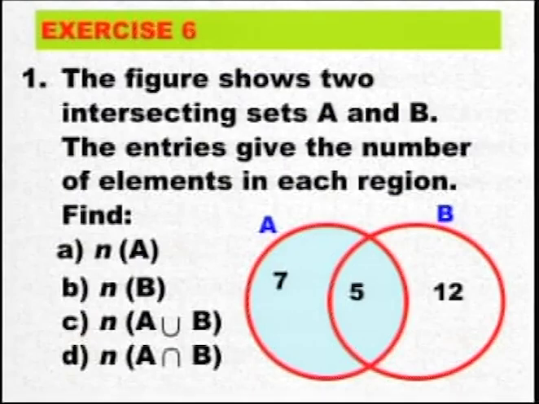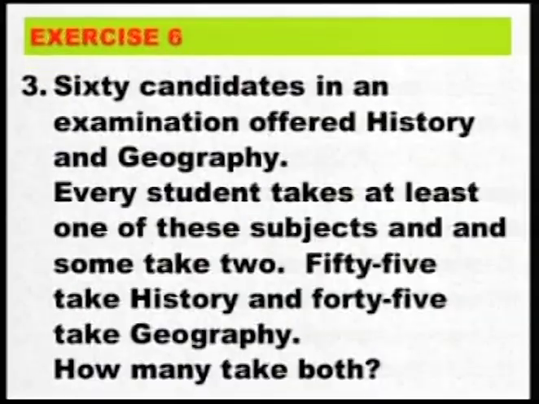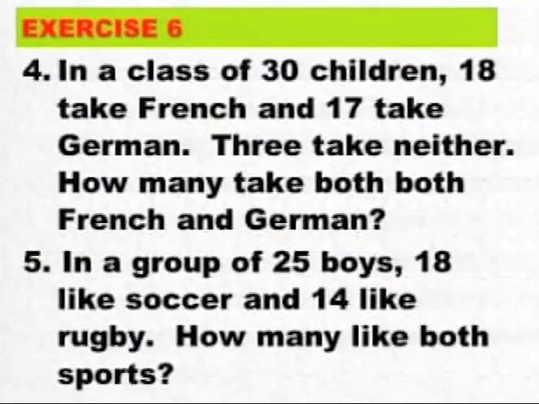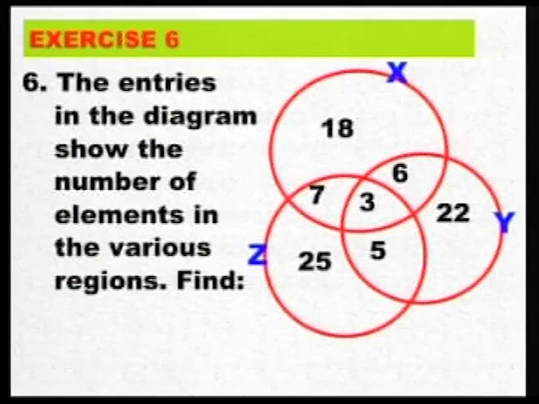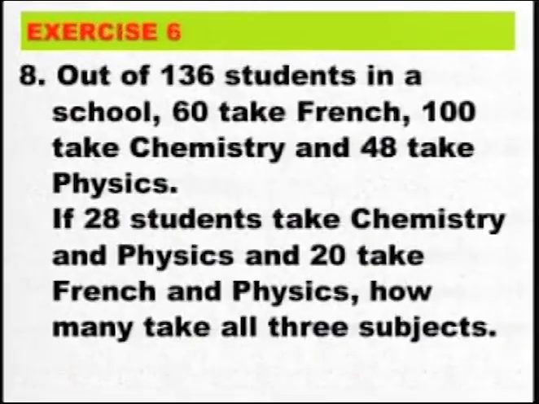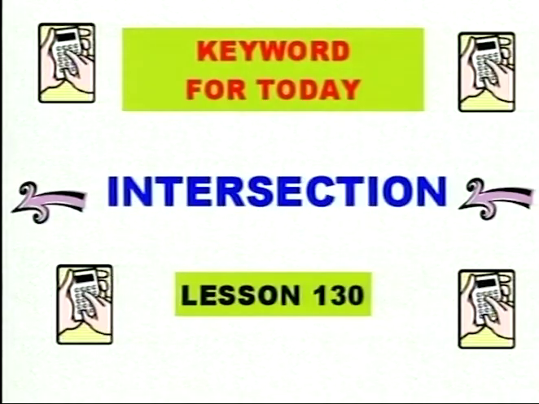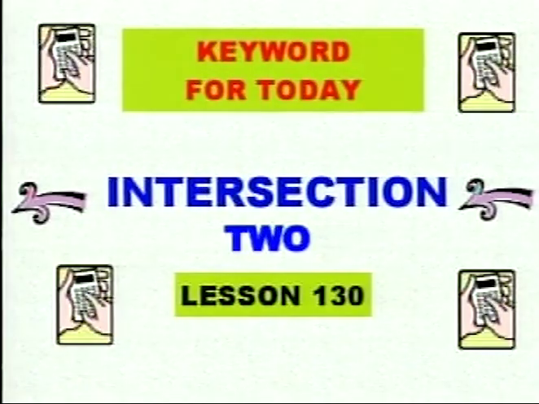All right, for homework, you are going to do number 2, number 3, number 4, and 5, 6, 7, and 8. That's all. All right, the keyword is intersection.